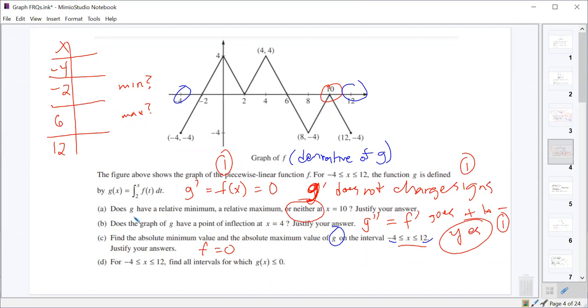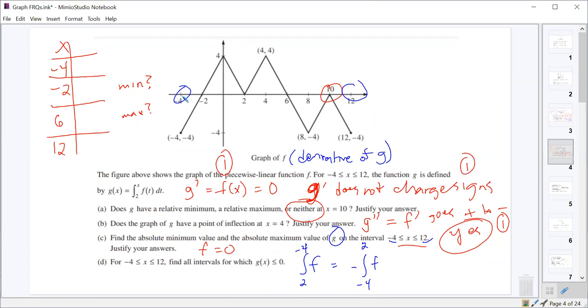So g is the integral from 2 to x of f of t. All right, so we need to first find the integral from 2 to -4 of f. And the integral from 2 to -4 should be the same as the opposite of the integral from -4 to 2 of f.